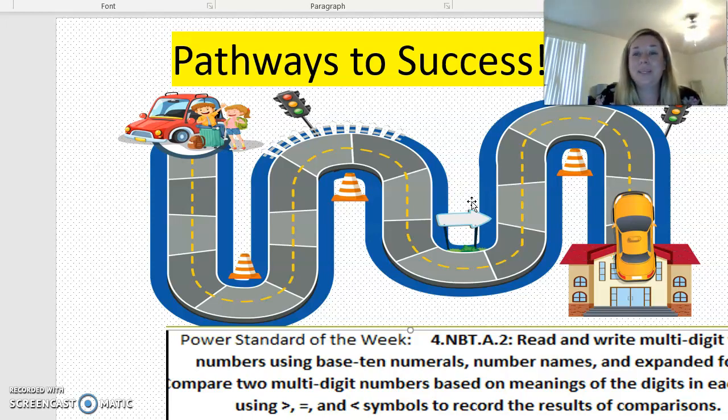Hi, boys and girls. This week in math, we are going to be working on reading and writing multi-digit whole numbers using base 10 numerals, number names, and expanded form. We're going to be comparing two multi-digit numbers based on meanings of the digits in each place using greater than, equal to, and less than. Okay, let's dig right in.